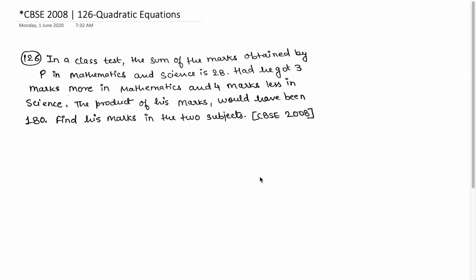The question says, in a class test, the sum of the marks obtained by P in maths and science is 28. So let us put down the first condition right away, which is the sum of marks obtained in maths and science is 28. Okay, so there is maths plus science and the sum of the marks is 28. Let the marks in maths be M and the marks in science be S.